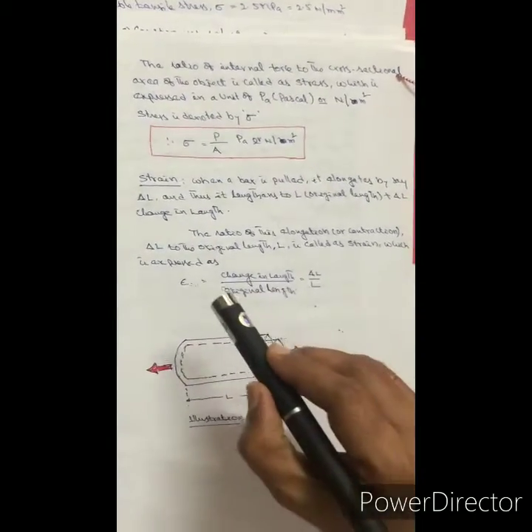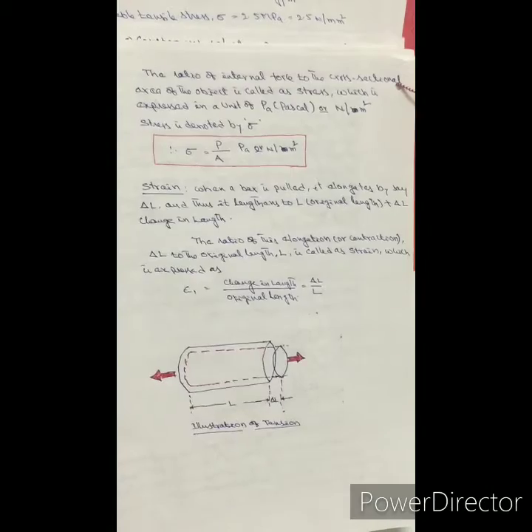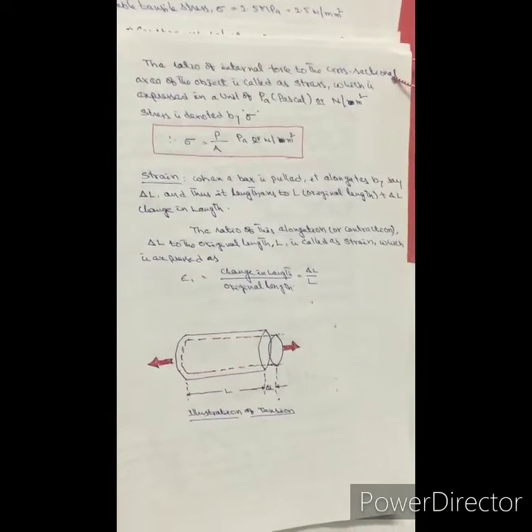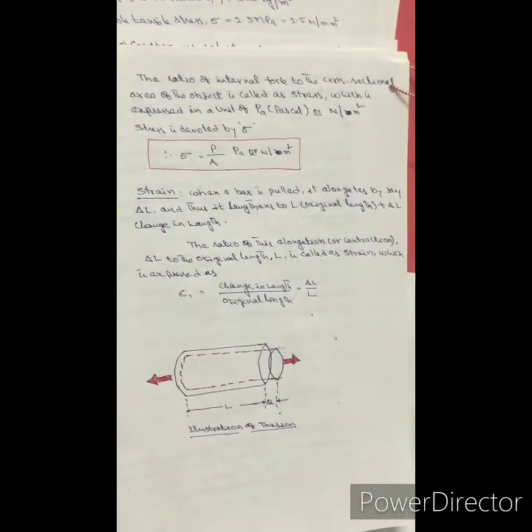Now we will define what a strain is. When a bar is pulled, it elongates by delta L, meaning a change in length.